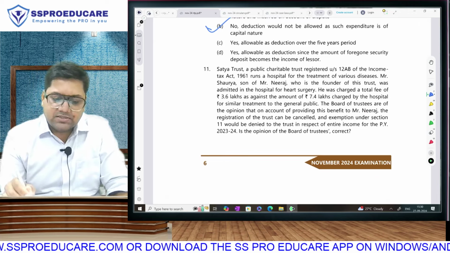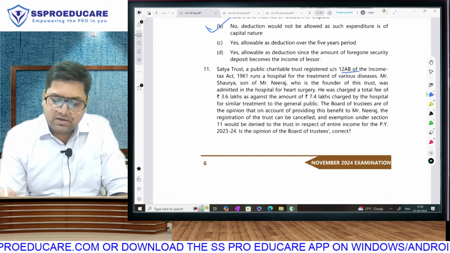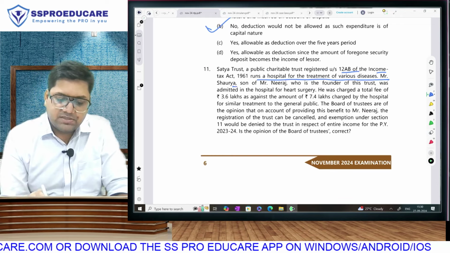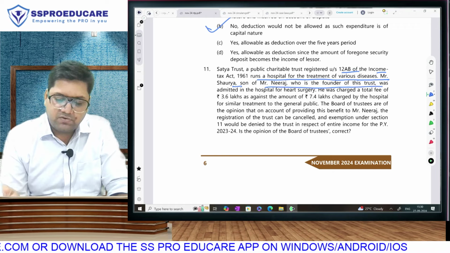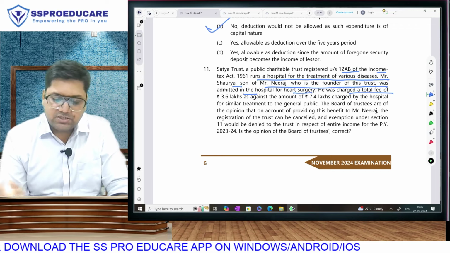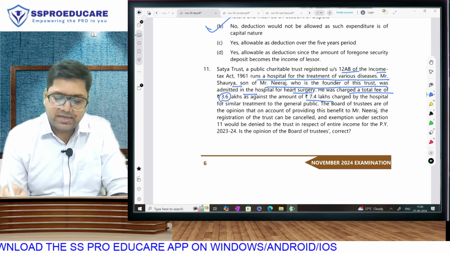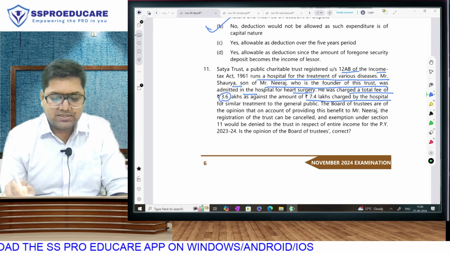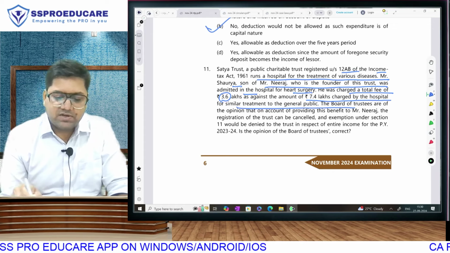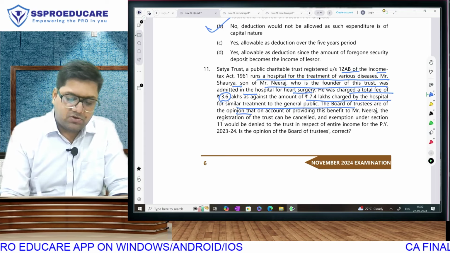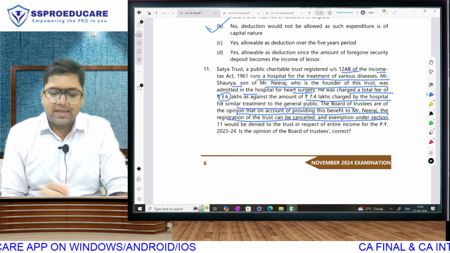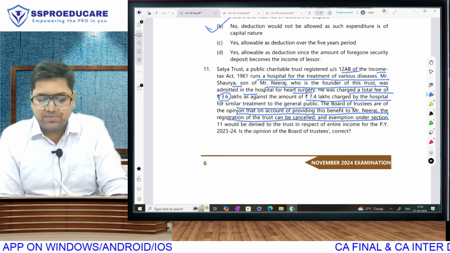Fantastic. Next, Satya Trust, a public charitable trust registered under 12AB of the Income Tax Act, runs hospital for treatment of various diseases. Mr. Shaurya, son of Neeraj, who is founder of this trust, was admitted in the hospital for heart surgery. He was charged total fee of 3.6 as against 7.4 that is charged by the hospital to other people for similar treatment. Board of Trustees are of the opinion that on the account of providing this benefit to Mr. Neeraj, the registration of the trust can be cancelled and the exemption under section 11 would be denied.